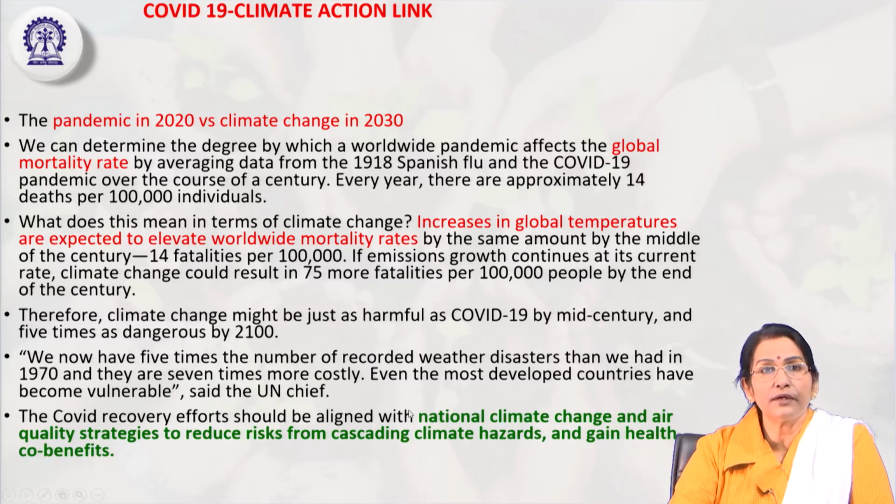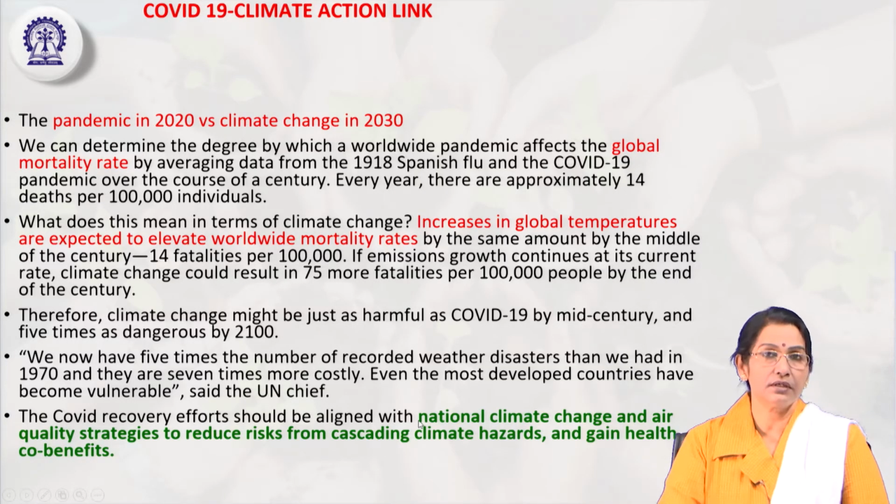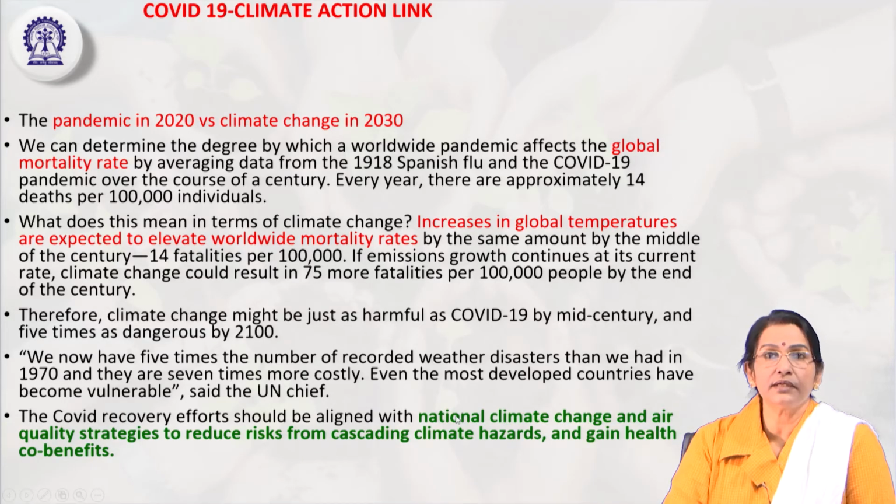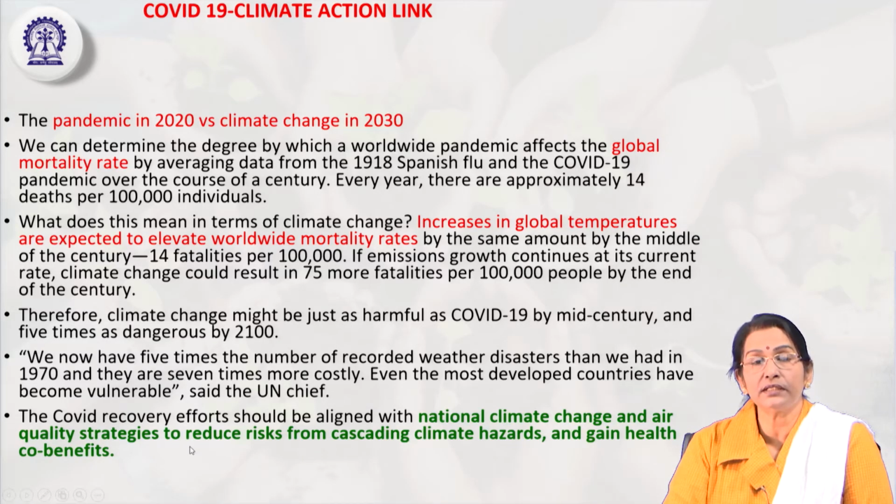So, therefore, this COVID-19 pandemic has taught us how to be well prepared and resilient for such disasters in the future. So, national climate change and air quality strategies can reduce the risk of cascading climate hazards and gain health co-benefits. These are the lessons and takeaways that we have experienced during this pandemic.